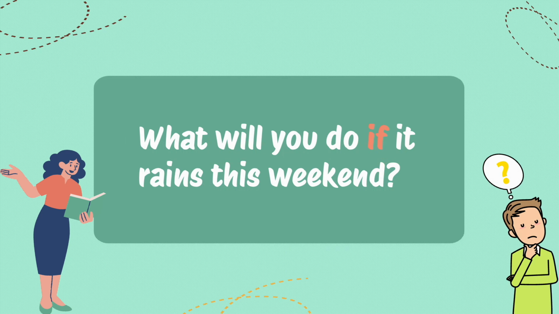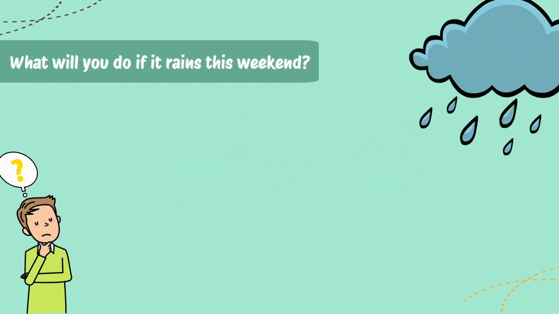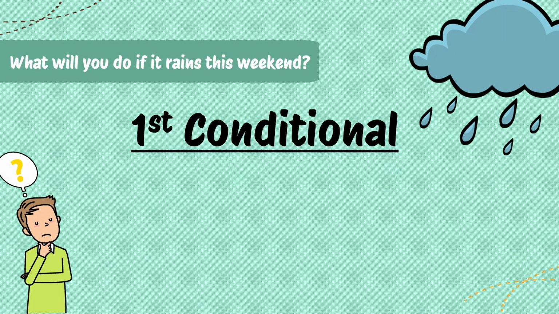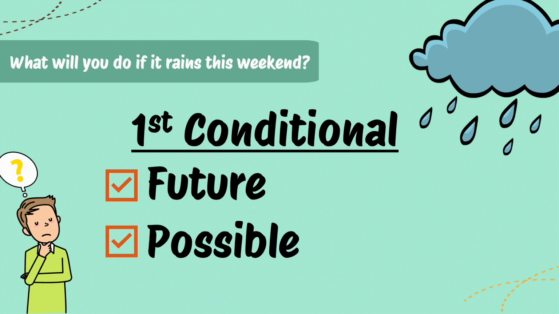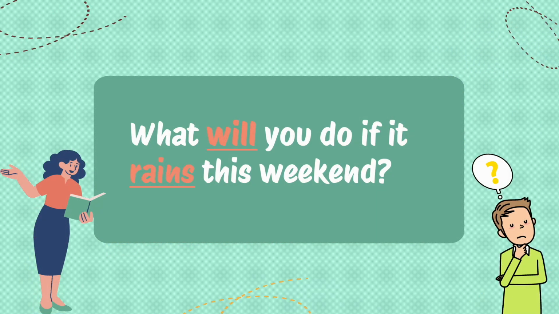Here's another kind of conditional. What will you do if it rains this weekend? Do you know what kind of conditional this is? It's the first conditional. We use this conditional to talk about the future when something is possible or real. If there's a real possibility of rain this weekend, use the first conditional. Let's break it down. The first conditional uses will in the main clause and the present simple in the if clause.